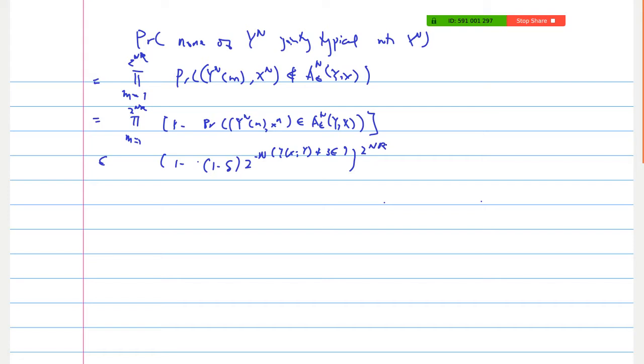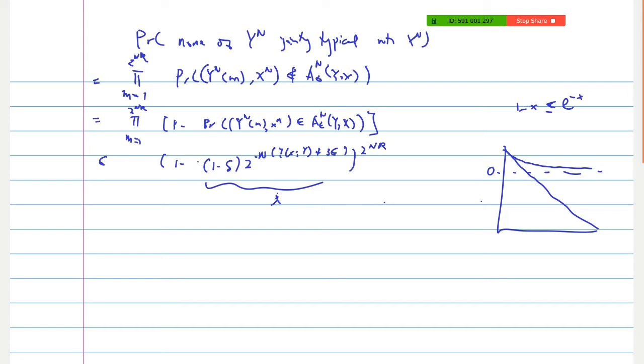And then for this one, we will use another bound here. Basically, note that we have a simple bound that 1 minus x is less than or equal to exponential minus x. So 1 minus x will be kind of a line like that, and exponential minus x will be something like this. So therefore we can bound this guy like this. This can be taken as x here. Oh, don't be confused with the other x we just talked about. Or we can say this is 1 minus a, exponential minus a. We can take this as a here.